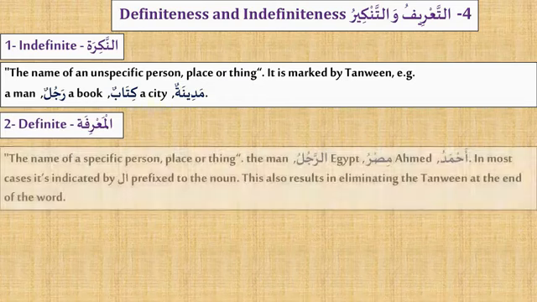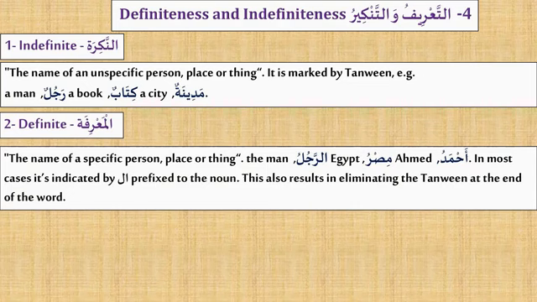The second one is definite, al-ma'rifah. Al-ma'rifah, definite. It is the name of a specific person, place or thing. Example, the man, ar-rajulu. It is a specific person. Misru, Egypt. Ahmad. In most cases, it is indicated by alif and lam, a prefix to the noun. This also results in eliminating the tanween at the end of the word.